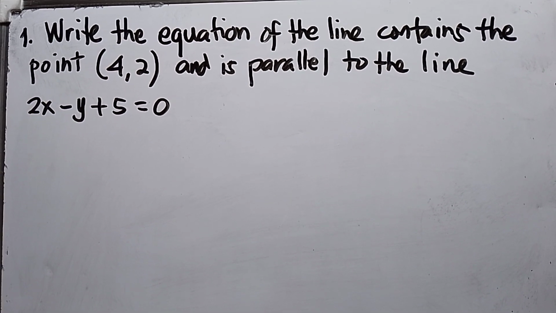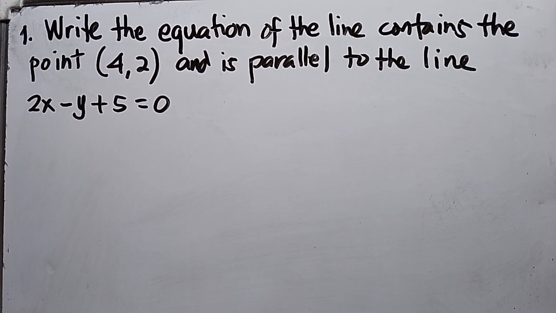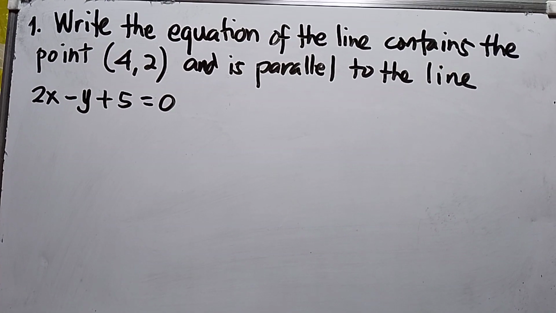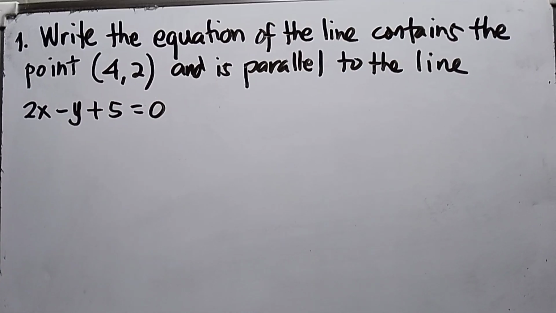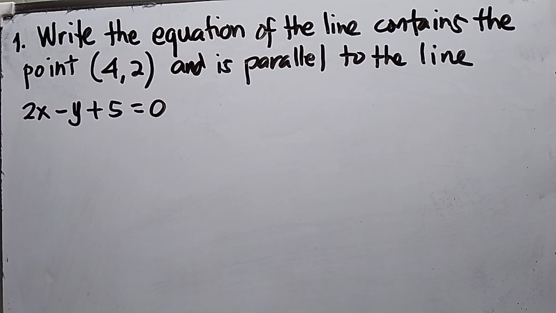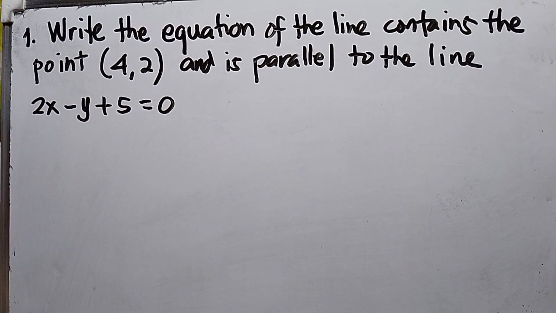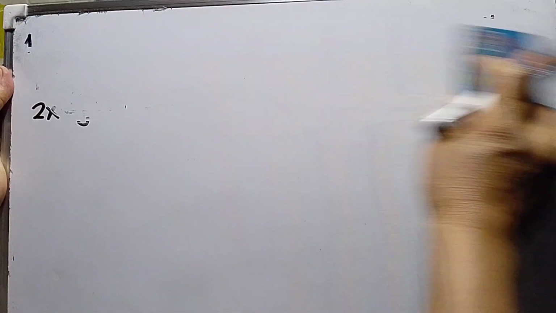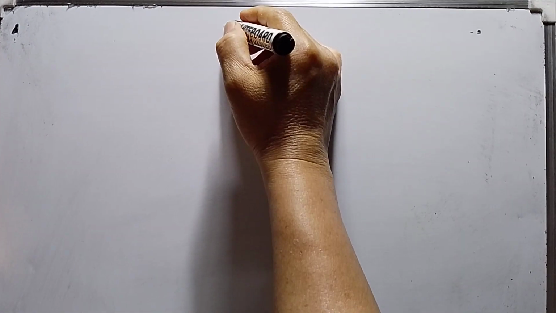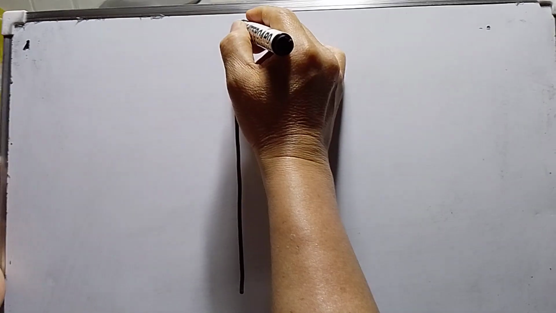Number 1: write the equation of the line that contains the point (4, 2) and is parallel to the line 2x minus y plus 5. So the first thing to do is to graph this in the Cartesian coordinates. This is only a simple graph.